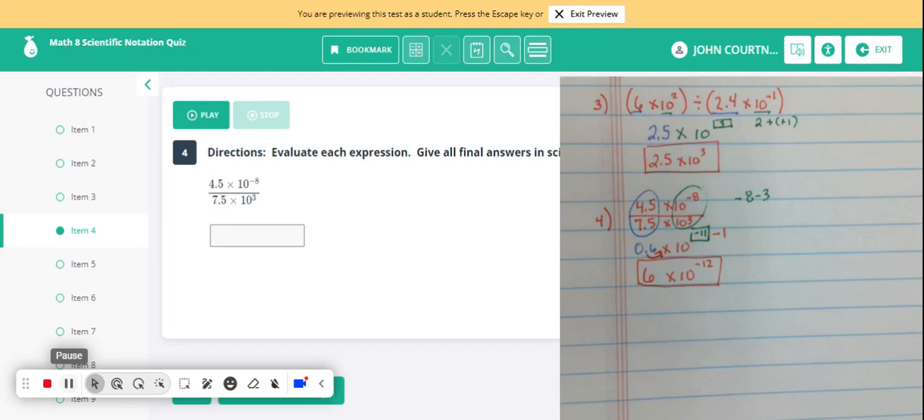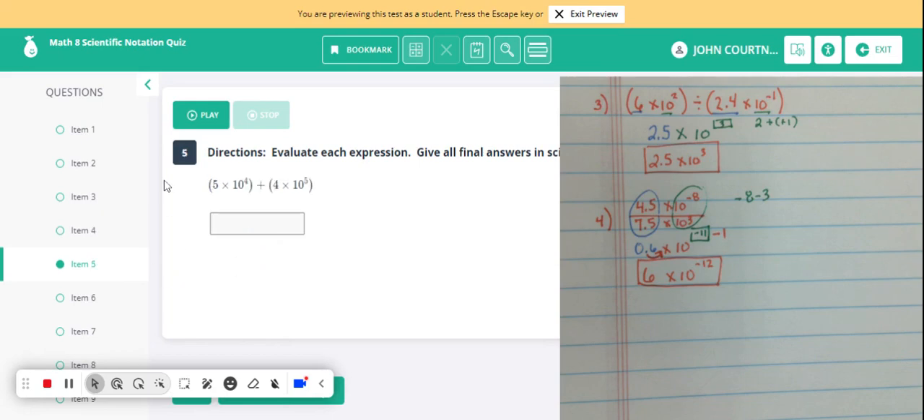There should be my answer for that problem, making sure we enter it correctly as 6 or 6.0 times 10 to the negative 12th. And we move on to the next problem, looking at number 5.